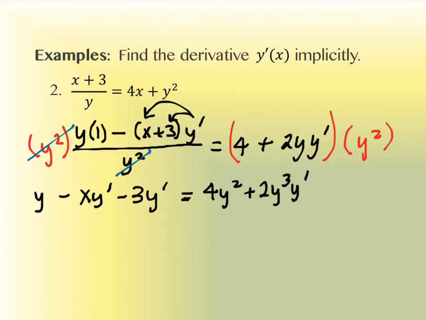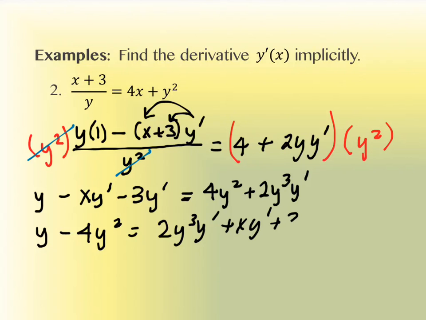Anytime you have more than one y prime in the problem, the next step is going to be collecting all of the y primes on one side and collecting everything else on the other side. And it doesn't really matter which side you go with. I'm going to move the y primes to the right because then they'll all be positive. I kind of like things to stay positive. That's what I tend to do. But it doesn't matter if you switch it the other direction. So I'm going to move the 4y squared to the left. So it's minus 4y squared. I already have that 2y cubed y prime. And I'm going to add the xy prime and the positive 3y prime all to the right. Is everybody good with that switch?